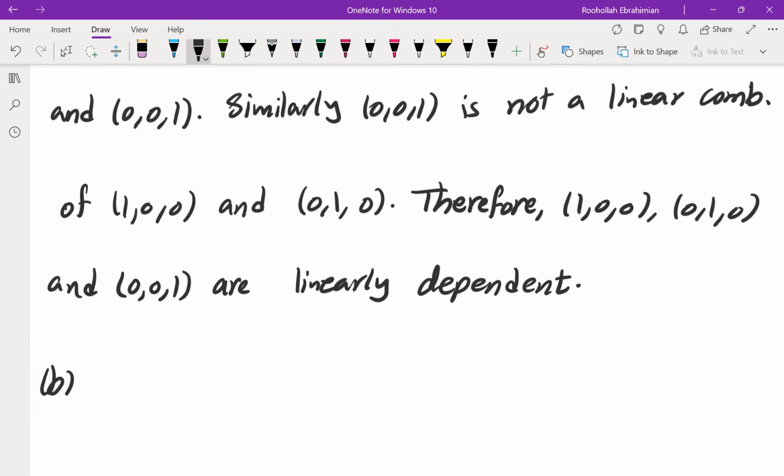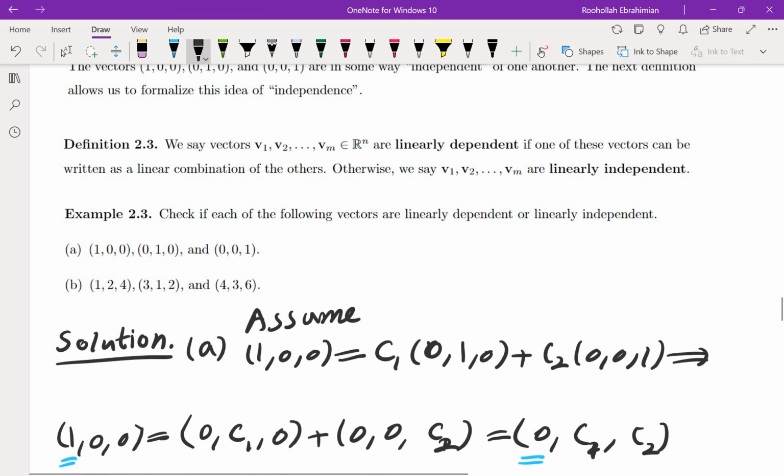Okay, so that's the first part of this problem. We will do the same thing for the second part. We have (1, 2, 4), (3, 1, 2), (4, 3, 6). I want to see if any of them is a linear combination of the others. You'll have to set up the systems and see which one would work. It's not very difficult to see that one of them is a linear combination of the others. I will just give you the answer. The last one is a sum of the first two. You can observe that 1 plus 3 is 4, 2 plus 1 is 3, 4 plus 2 is 6. And this is really all we need.